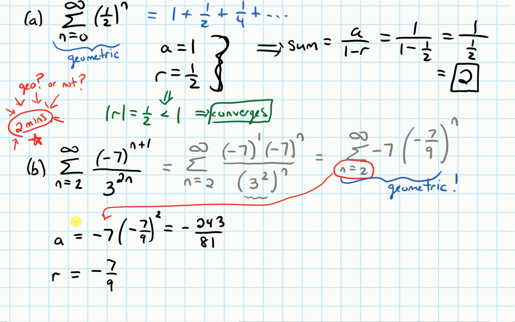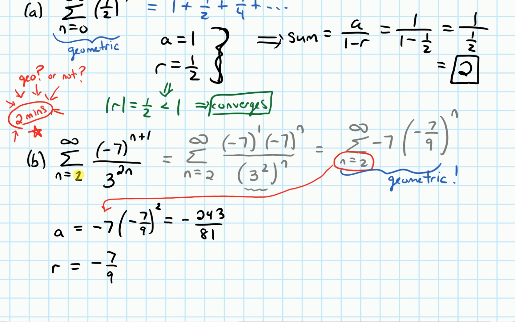So I want to be careful there. A wasn't just the negative 7. The reason for that was this series didn't start at 0. If it did start at n equals 0, plugging 0 in would have made this fractional part become 1, and I would have had negative 7 times 1, which would have been negative 7. Okay, so because it started at a different value, I really had to plug in that first value to figure out what a is.